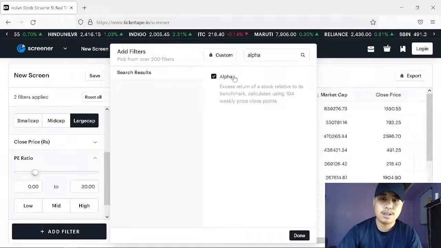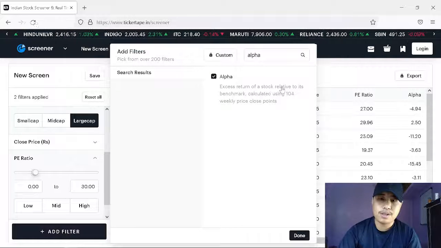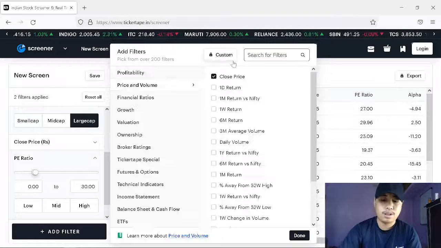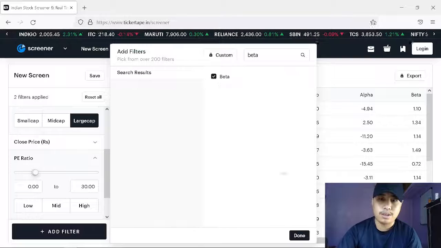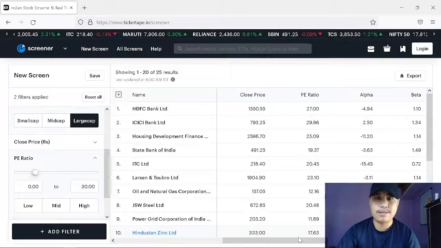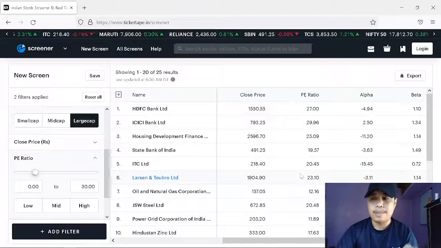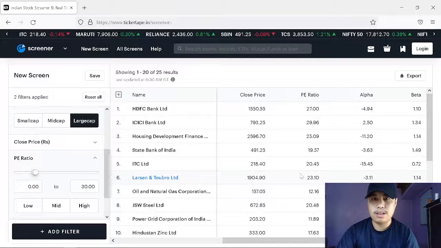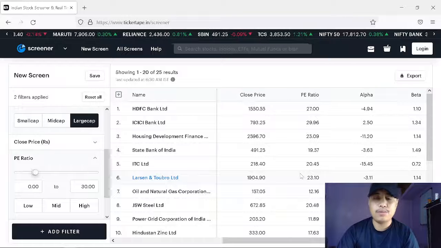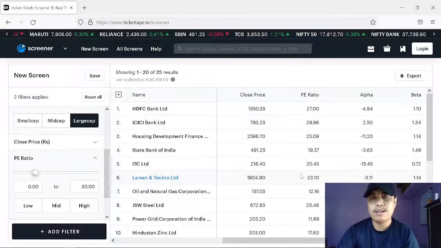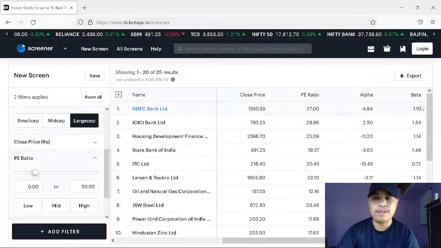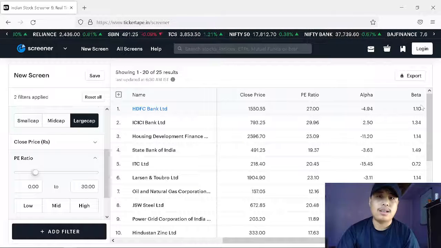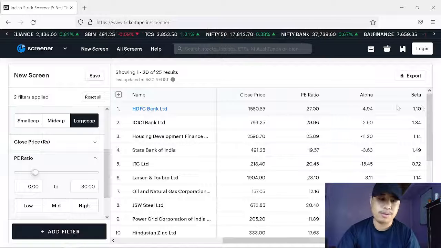which is the excess return of a stock relative to its benchmark, calculated as 104 weekly price points. And beta, this is volatility, right? Volatility of a stock price compared to the index. Remember this, beta is a measure of volatility. Suppose Nifty moves like, let's say, -1%, then if the beta here is 0.70, it moves less than Nifty, which is a good sign.